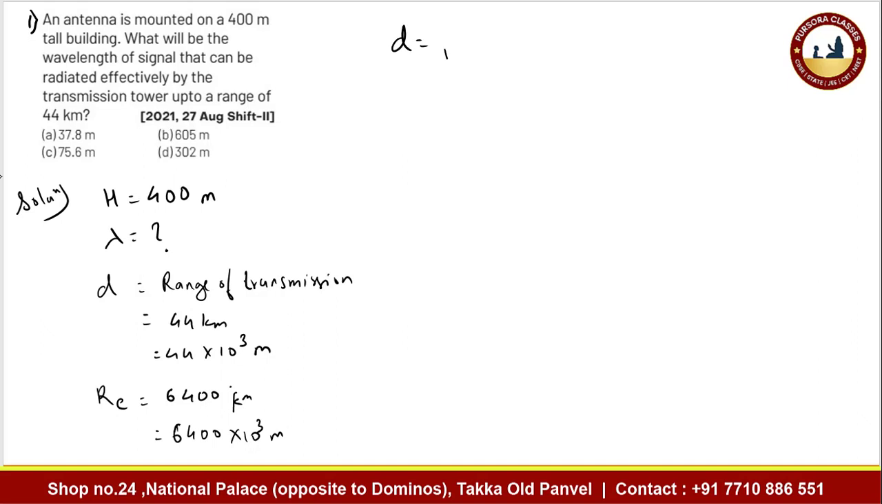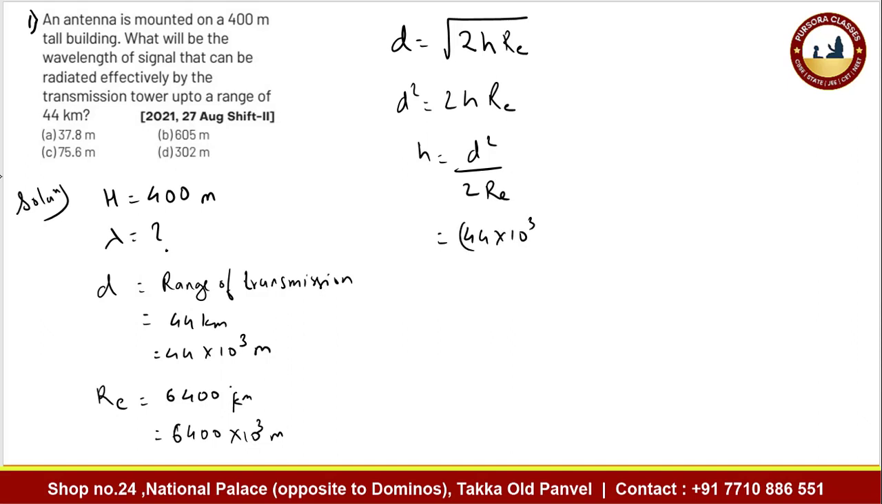The range of transmission formula is given by under root 2 into height of the antenna into radius of earth. So we have to find the height of antenna. If we take d square equals 2h times radius of earth, h will be d square upon 2 into radius of earth. So d square is 44 into 10 raised to 3 the whole square upon 2 into radius of earth, which is 6400 into 10 raised to 3.